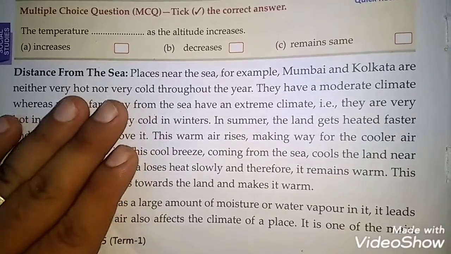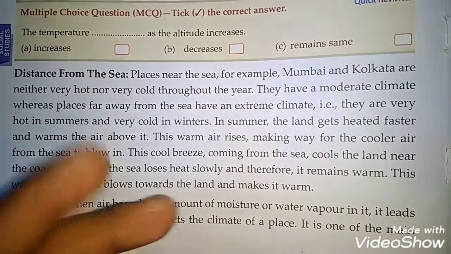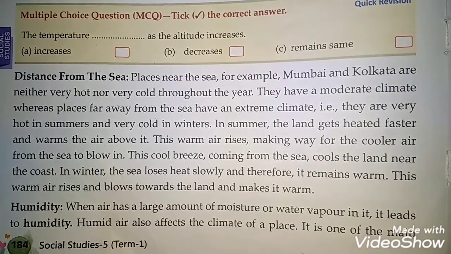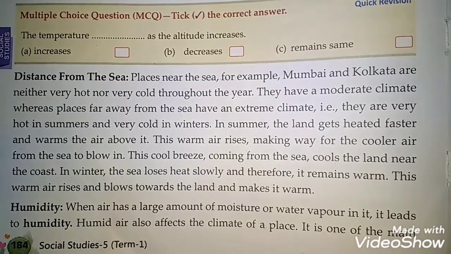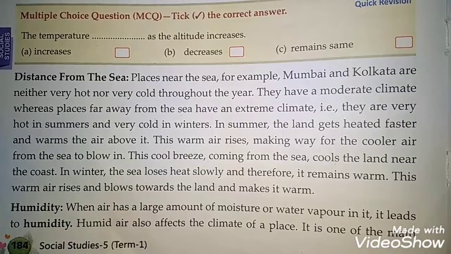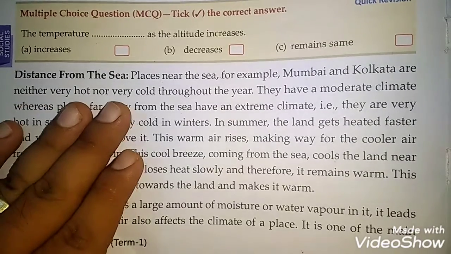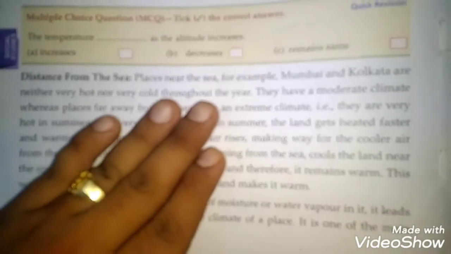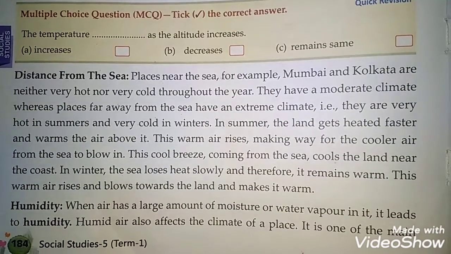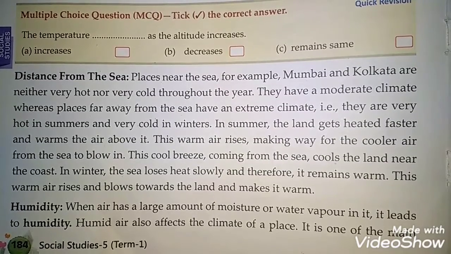You might have visited Mumbai or Kolkata or Chennai, etc., or the places which are located nearer to the sea. There, you might have observed that those places experience moderate climate. Now, what do you mean by moderate climate? The moderate climate means it is neither very hot nor very cold throughout the year. Okay, and as compared to those places, the places which are far away from the sea have extreme climate.